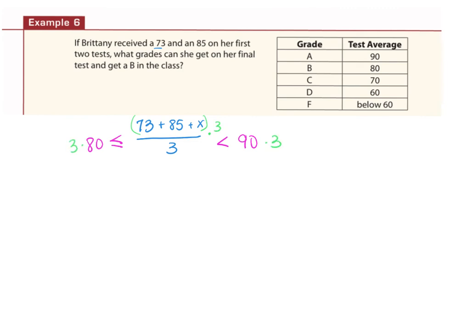Okay? So 3 times 80 gives me less than or equal to this. Less than or equal, not or equal to actually, 270. All right? What else do I do? Well, I need to get rid of this. You can do it a couple ways. I would probably add them first. What is 73 and 85?